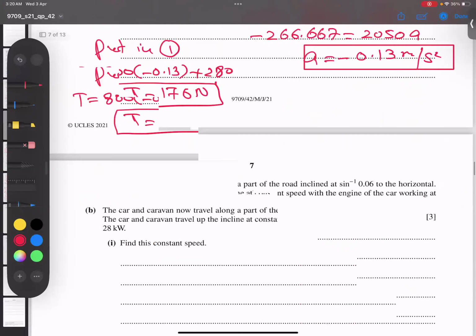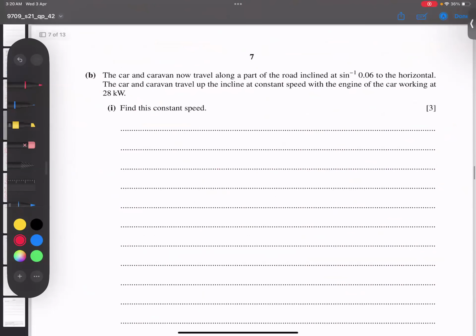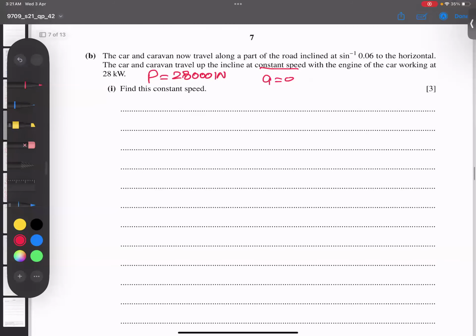Let's go for the next part. The car and caravan now travel along a part of the road inclined at this angle, so they are traveling on an inclined plane. The car and caravan are traveling up the incline at constant speed, and with constant speed, acceleration is 0. Power is given as 28,000 watts. So let's try to find the constant speed, students. Constant speed is our target.